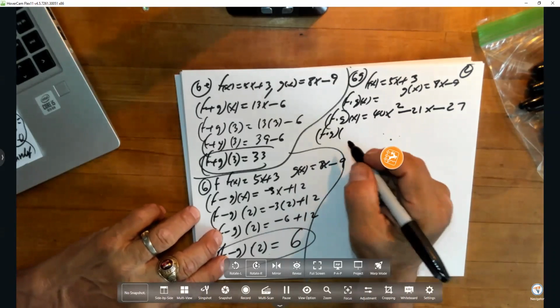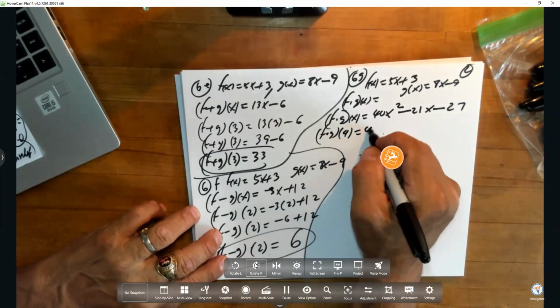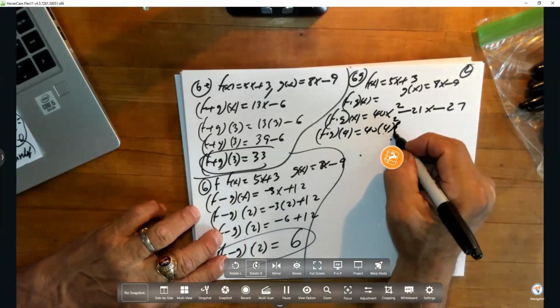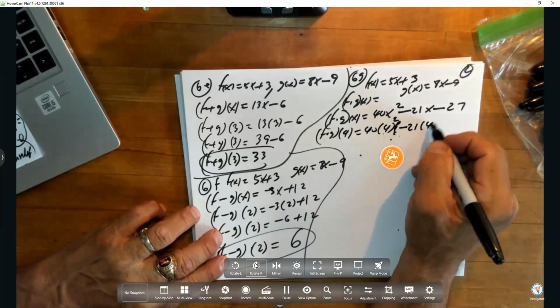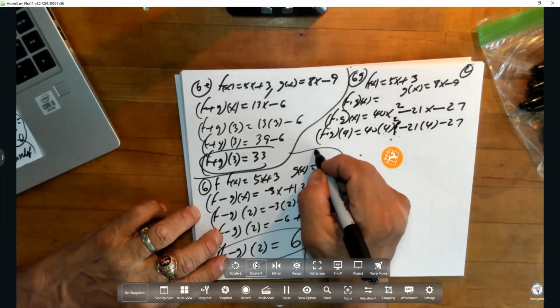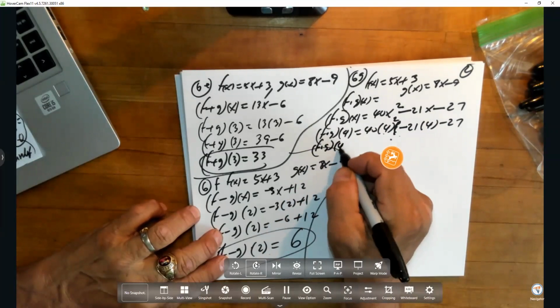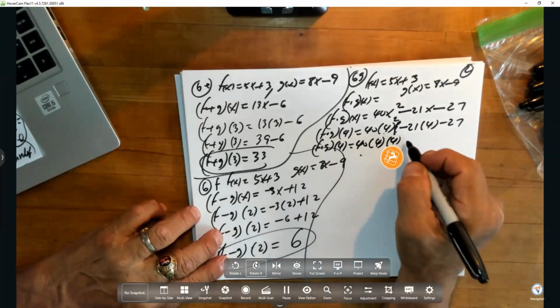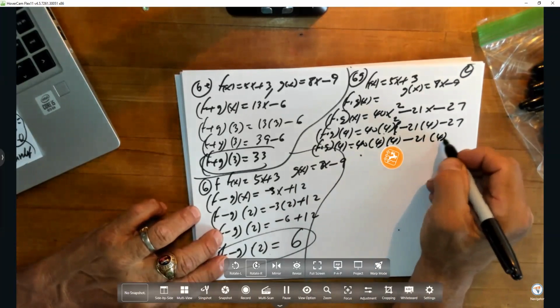And this thing is going to go f times g of, what number do they want? They want a 4. Okay, so you're going to go 40 times 4 squared minus 21 times 4 minus 27. So f times g of 4 is 40 times 4 times 4 minus 21 times 4 minus 27.